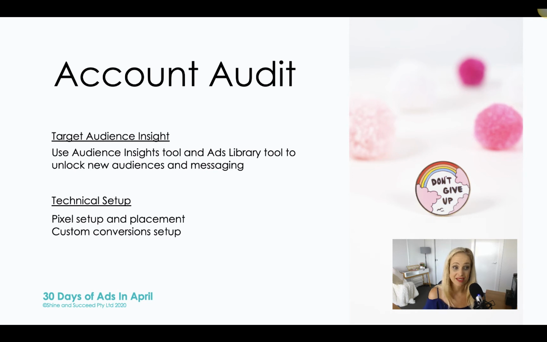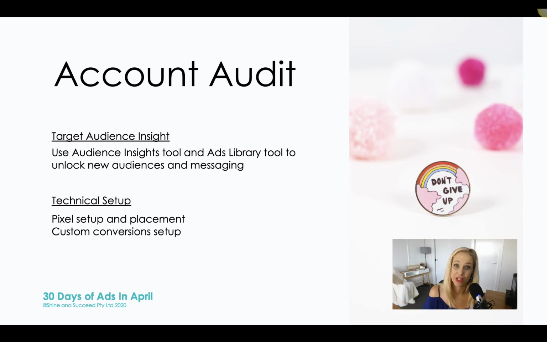So we look at the pixel setup, and then we also look at whether the custom conversions have been set up correctly. Often, if you're setting up a custom conversion and you're including the HTTPS or the www, clients would include that little prefix in their custom conversion setup, and that can cause problems. You don't want to include that, because if someone opens it in a browser and it opens as www, but you only set up a conversion as HTTPS, or the other way around, you could be missing out on some conversions.